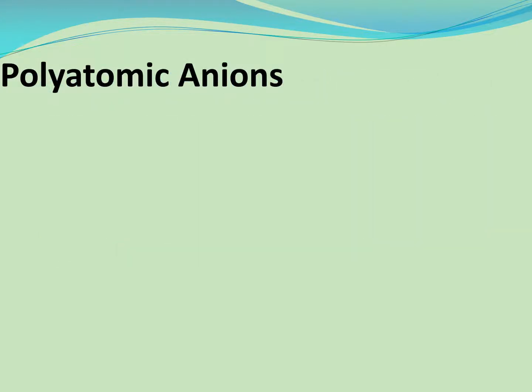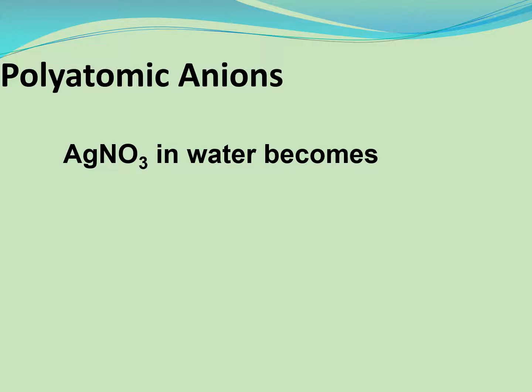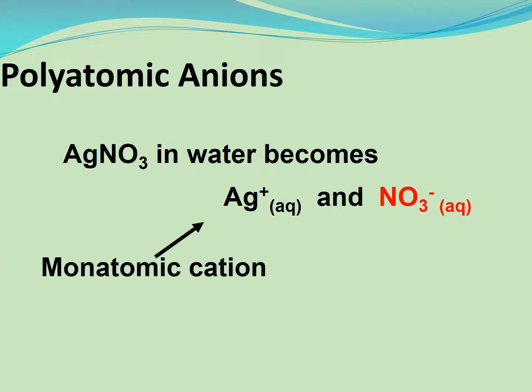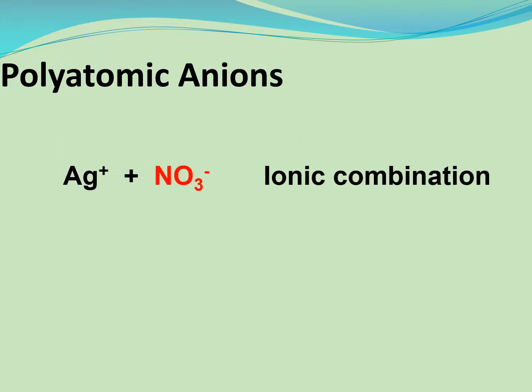So let's consider an example of this. Here we have something called silver nitrate, AgNO3. And if you were to put AgNO3 in water, it's very soluble. It would separate into the silver cation and the nitrate anion. So the monatomic cation is silver, and the polyatomic anion is the nitrate anion. The nitrogen and oxygen do not break up in the water. They stay together because they're covalently bonded.